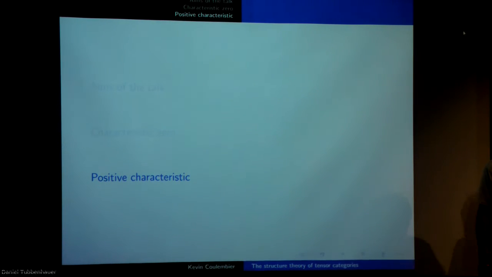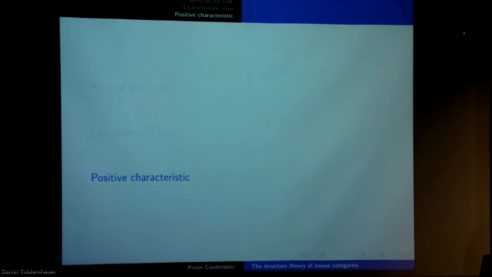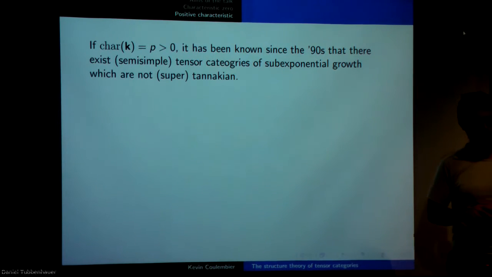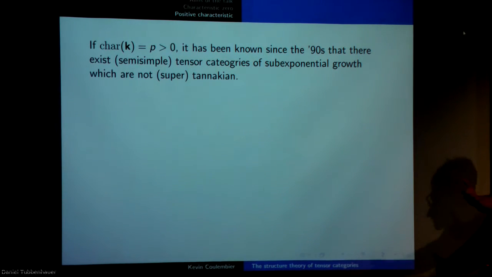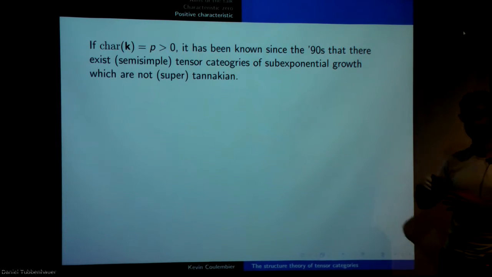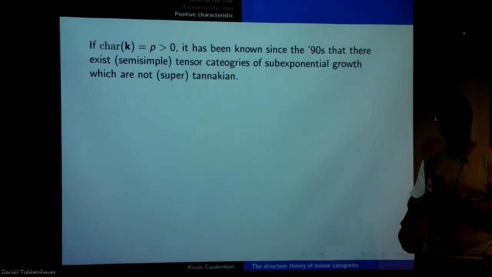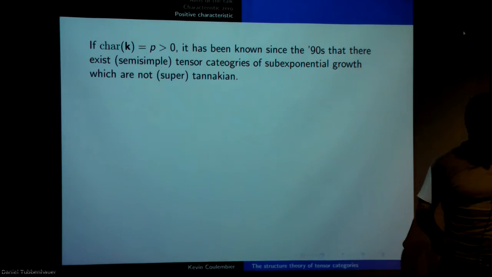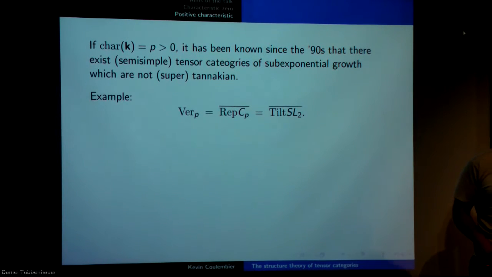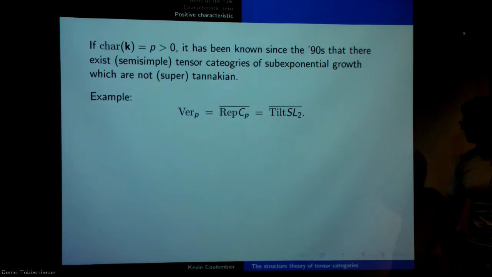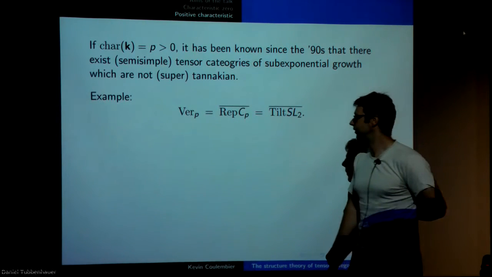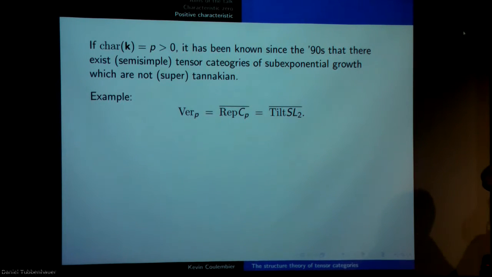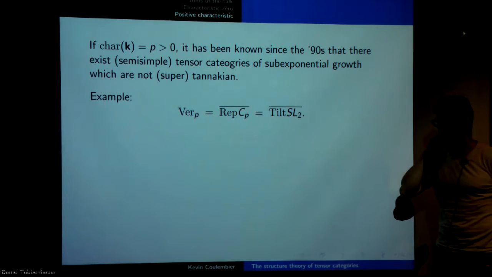Okay. So let's move on to positive characteristic. It has been known for a long time that these linear theorems don't hold. Some of the formulations make total sense in positive characteristic as well, but they're not true as stated, because there are some other interesting tensor categories in the way that I define tensor categories. And the basic example is precisely the positive characteristic analog of what Ed talked about this morning.